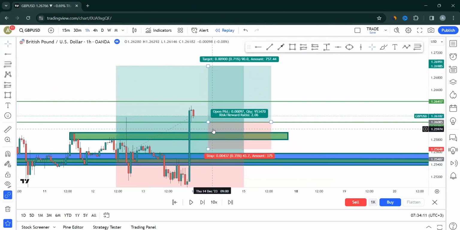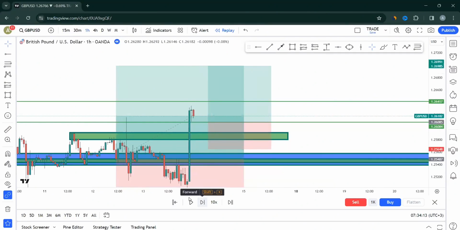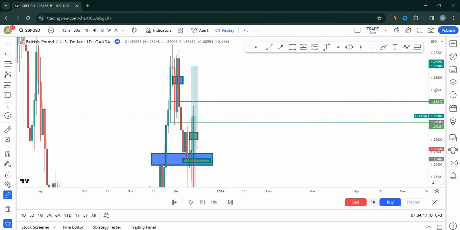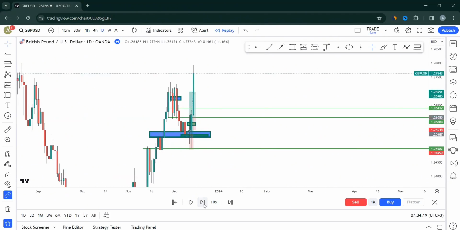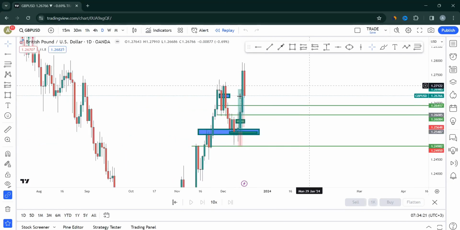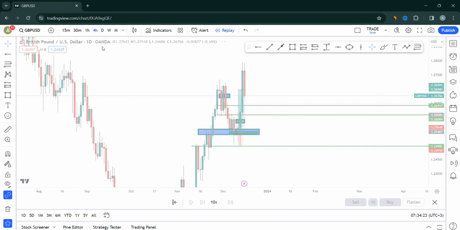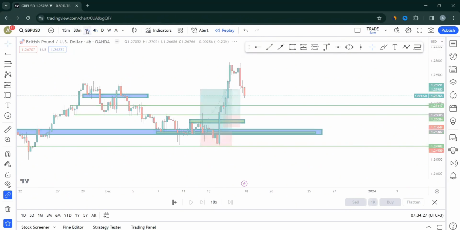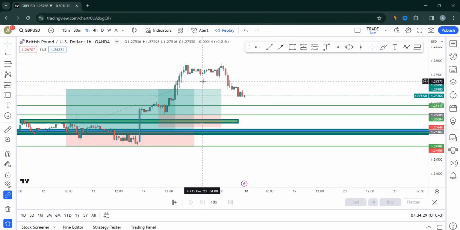So if you traded GBP and you were waiting for this setup, this is how the setup played out. And you can see even the current movement of the price, it went and hit the targets. But I just wanted to show you exactly how we treated it and how it performed for us, right?